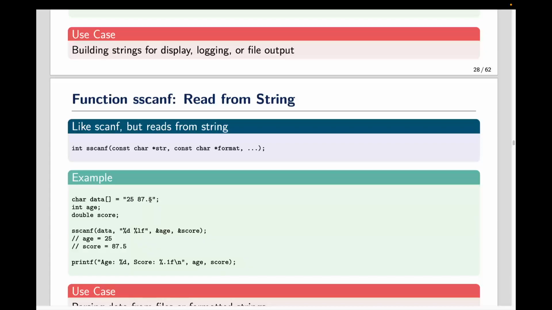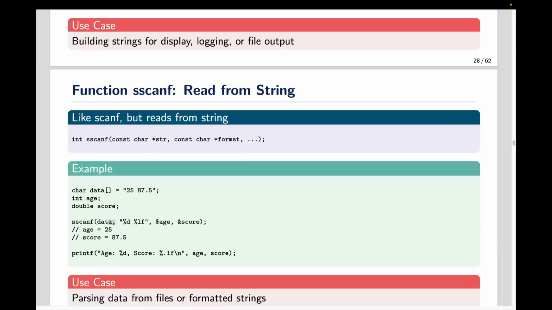So everything stored over there with spaces, 25 will be read as d, 87.5 will be read as lf. f stands for float, lf stands for long float. And when you have done this inside data, you have the age and score. Now here you are not taking the input from the user. Remember, scanf was taking the input from the user. Here sscanf is taking the input from the array.